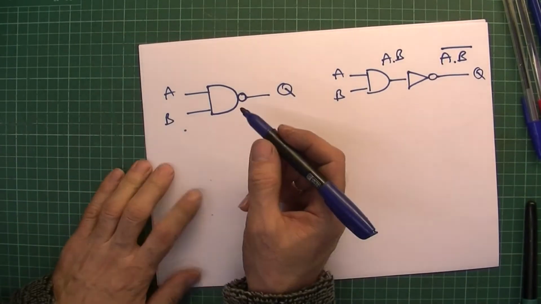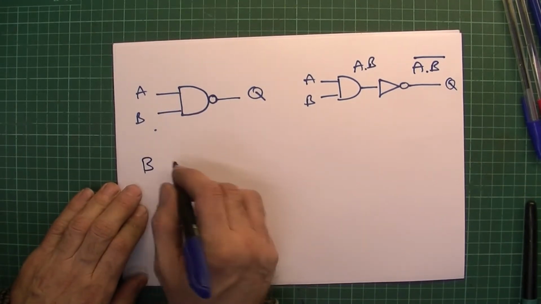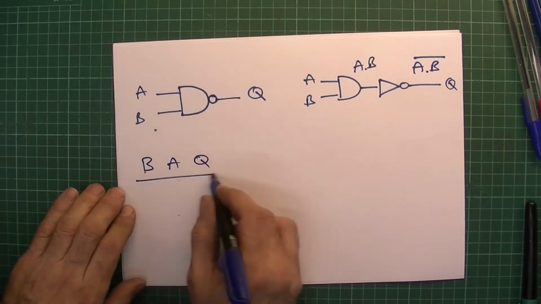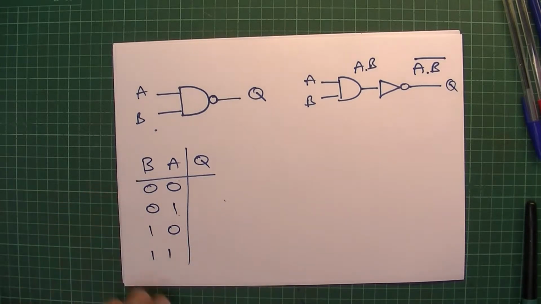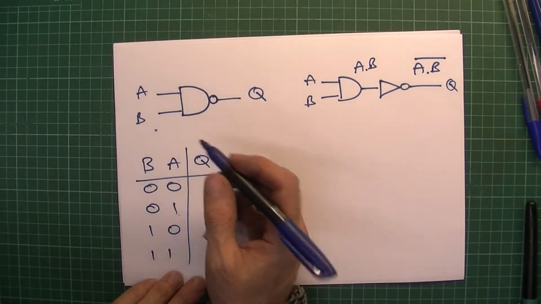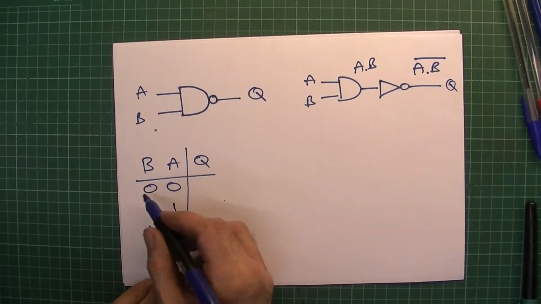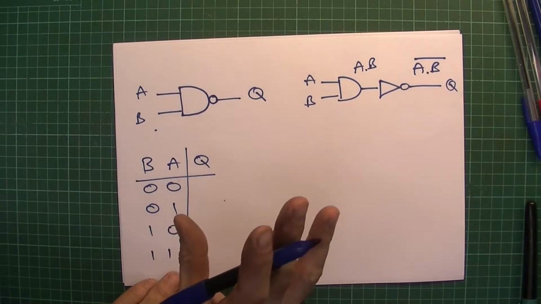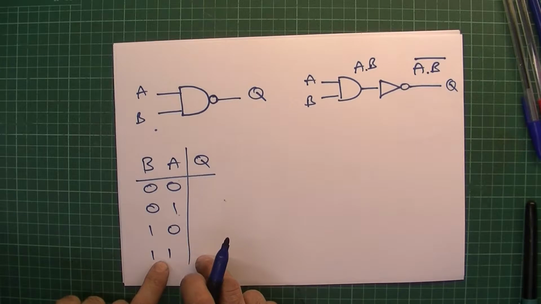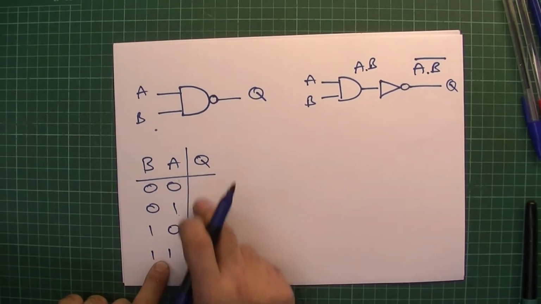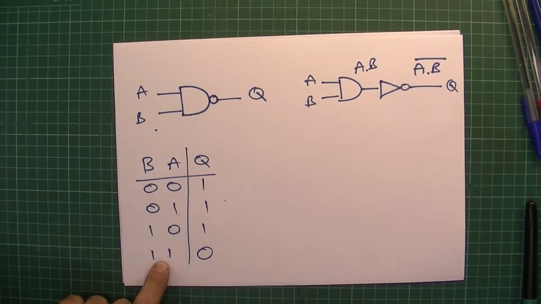Okay, so if we were to draw or complete a truth table for this, let's do it. So B, A, Q: 0 0, 0 1, 1 0, 1 1 are the possible inputs. And then the outputs are going to be thus. Think about what the AND gate was. The AND gate will output true if both the inputs are true, and otherwise it's going to be false. Well, we're going to flip that around. So we're going to have this situation.